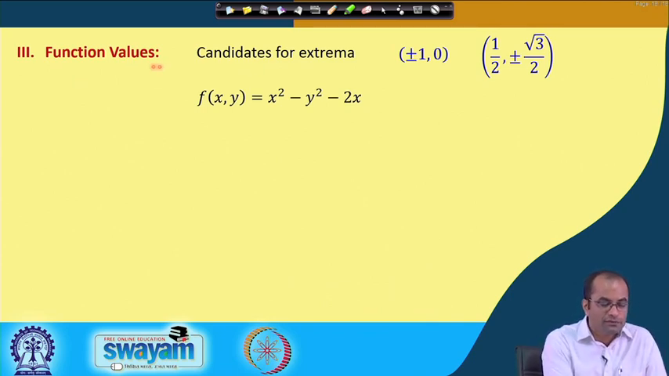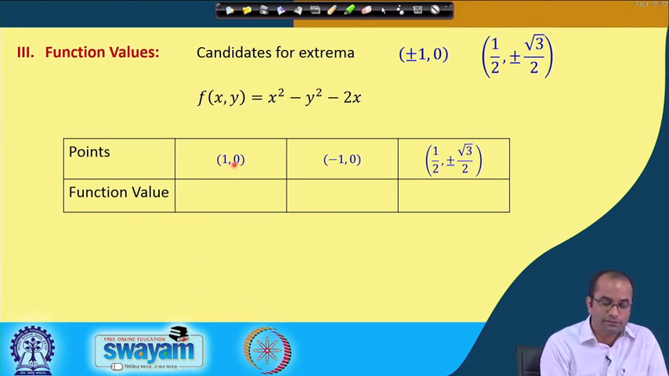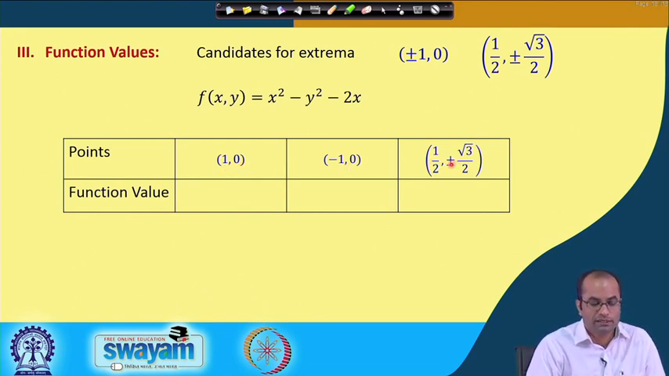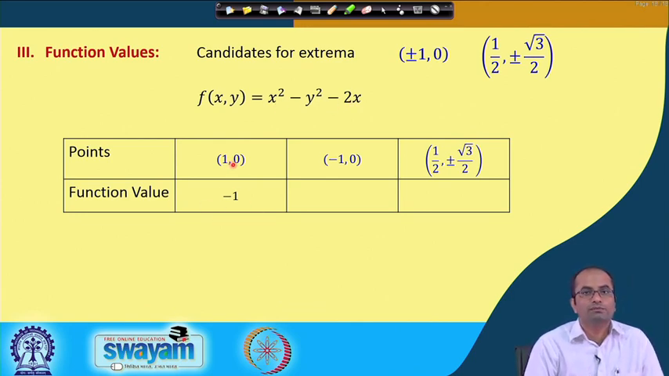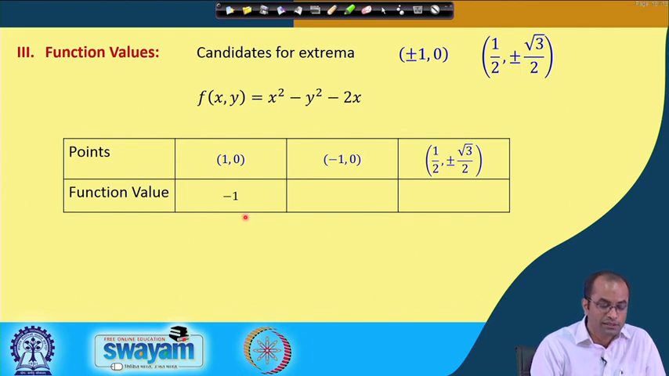Now, the function values we will compute at this plus minus 1, 0 and this 1 by 2 and plus minus 3 by 2. This was our function, and these are the points 1 0, minus 1 0, and then here the y is taken plus minus 3 by 2 because it is a y square there. So, it does not matter if we take plus sign there or minus sign, the value will be the same. So, the function value at 1 0: 1 here, the 0 and then 1. So, minus 2 plus 1 is minus 1. So, the function value at this 1 0 point is minus 1.